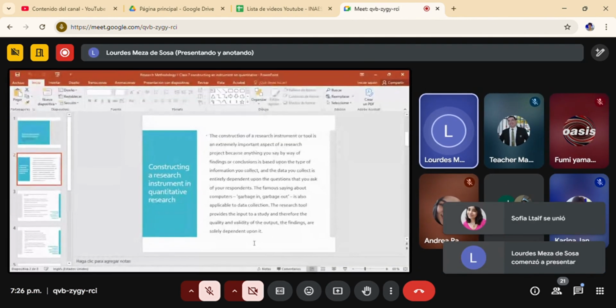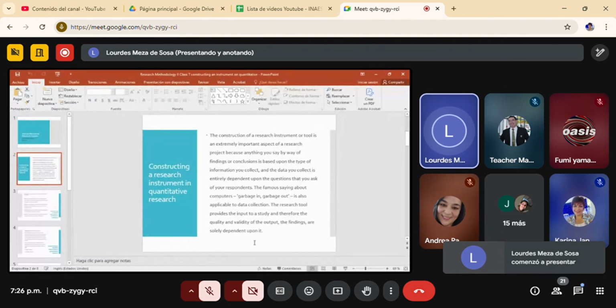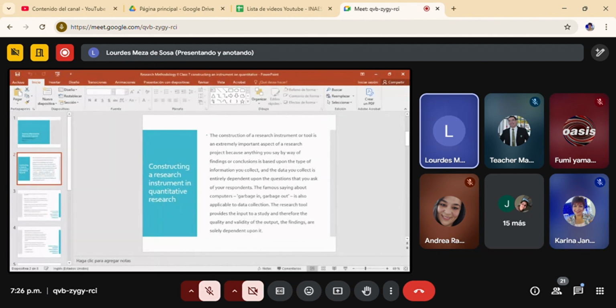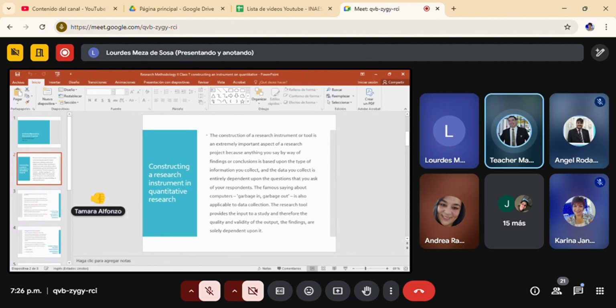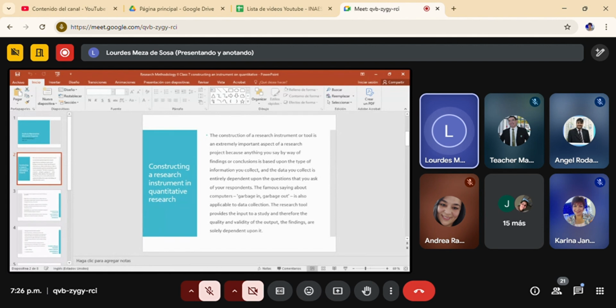Can you see constructing a research instrument in quantitative research? Can you see it? Yes, Professor. Okay, good. So the construction of a research instrument, because you have to be aware that you have to construct an instrument. If you're going to do field work, you need to make an instrument. You could also use another already made instrument, but in that case, you will also have to validate it.